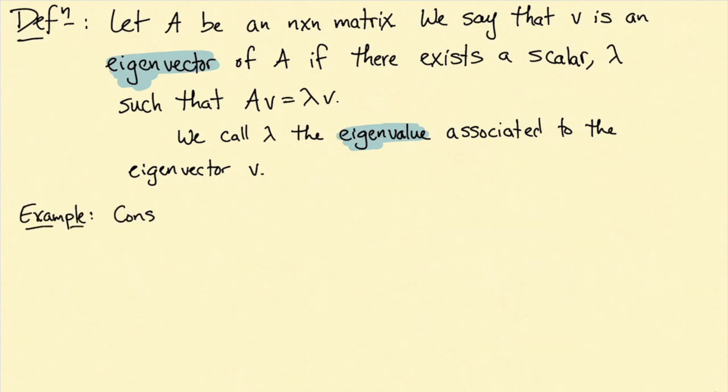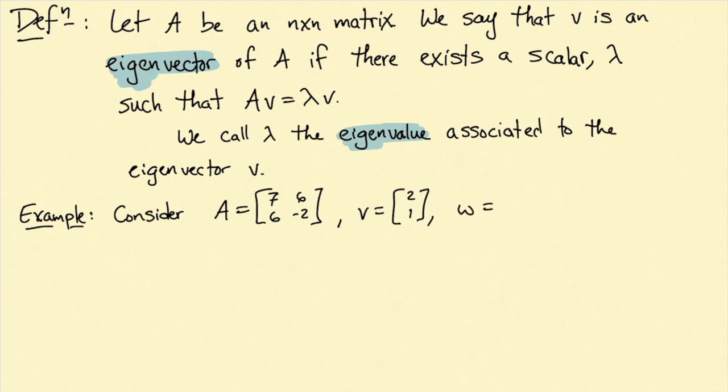So let's consider the following matrix. And let's consider the two vectors v with entries 2, 1, and w with entries negative 1 and 2. If we multiply each of these vectors by A on the left, then we'll get 14 plus 6 in the first coordinate, which is 20, 12 minus 2 in the second coordinate, which is 10.